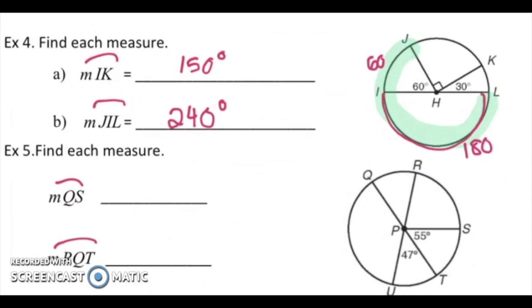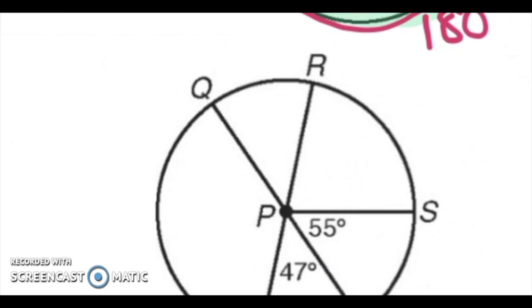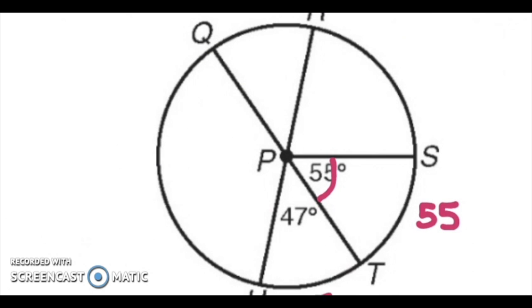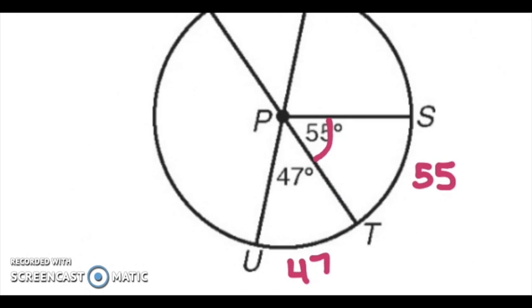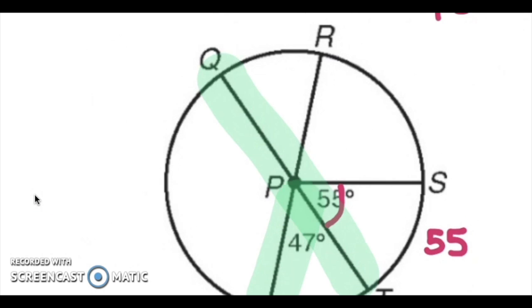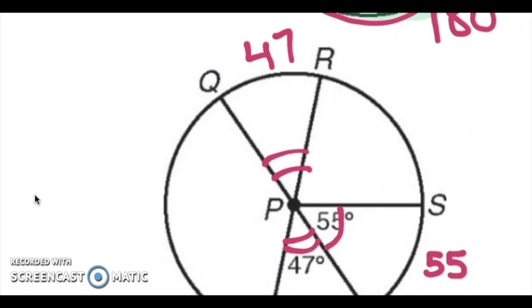So let's look at this one. This one's a little bit more difficult. I'm just going to start by looking at the circle and trying to figure out everything I can. So I know that this central angle is 55, so I know that this arc is 55. I know that this central angle is 47, so I know the arc is the same. And the next thing that I see is that I actually have a pair of vertical angles here. So because I have those lines that create vertical angles, if this angle here is 47, this angle here also has to be 47. So that arc would need to be 47 degrees as well. And all of these are in degrees.